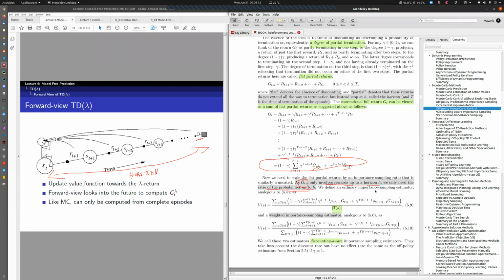So yeah, this is the ordinary importance sampling estimator that we take here. This is when we try to weight it with respect to the summation of these terms. This is the discounted one, where these two are coupled like this. These are the discounting-aware importance sampling estimators. It's simple really.